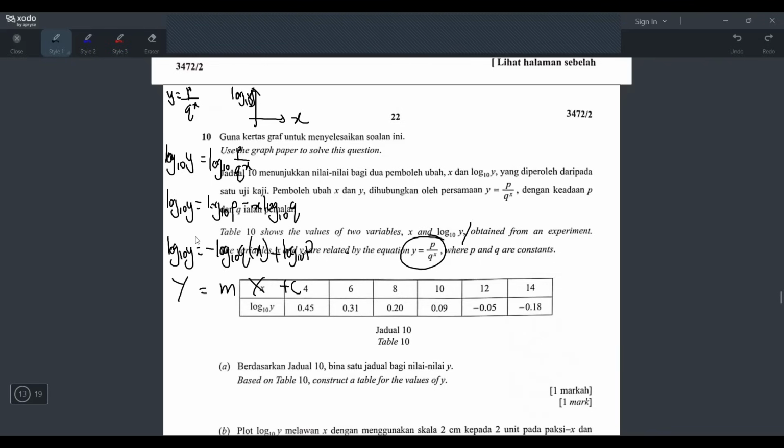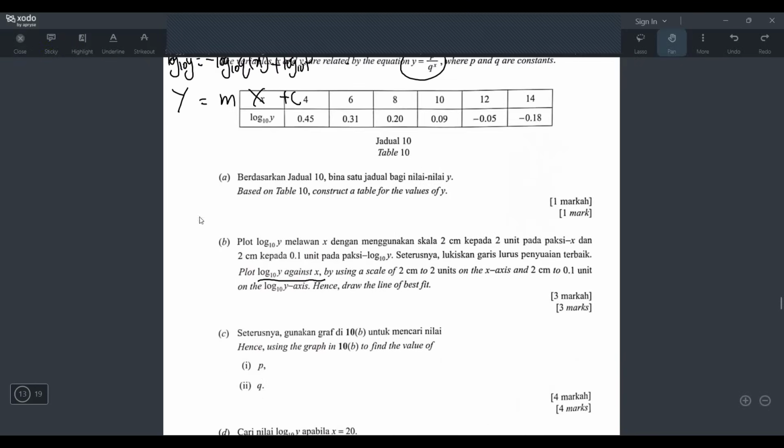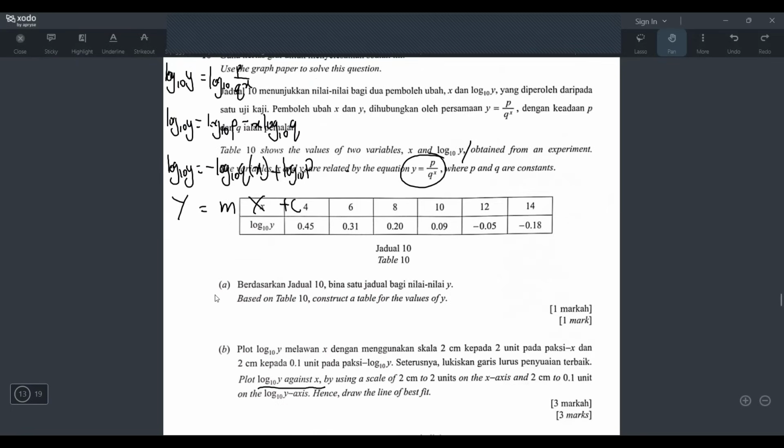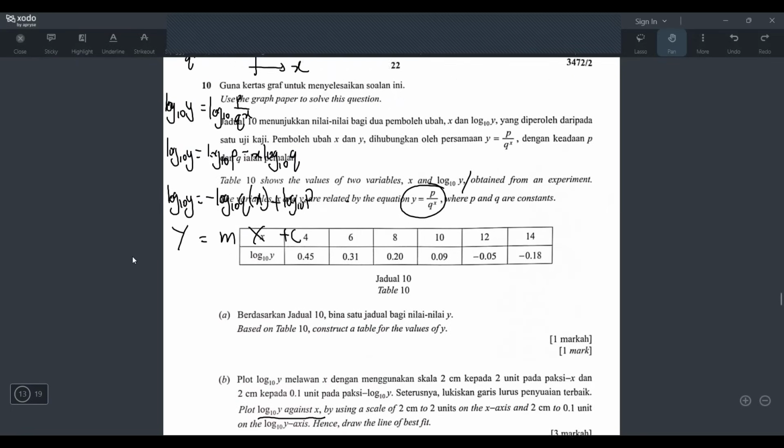So now I know my y-axis is log y, which is correct already. And the x-axis is x, which is also correct. It means now I know my gradient and my y-intercept. So what is my gradient? Not q, my gradient is not q, it's negative log q. And what is my y-intercept, c? It's not p, it's log p, right? And believe me, you need this to do part C later, because in part C they want to find p and q. Imagine if you don't do this, you cannot do part C, right? So that's why it's very important to do this one.